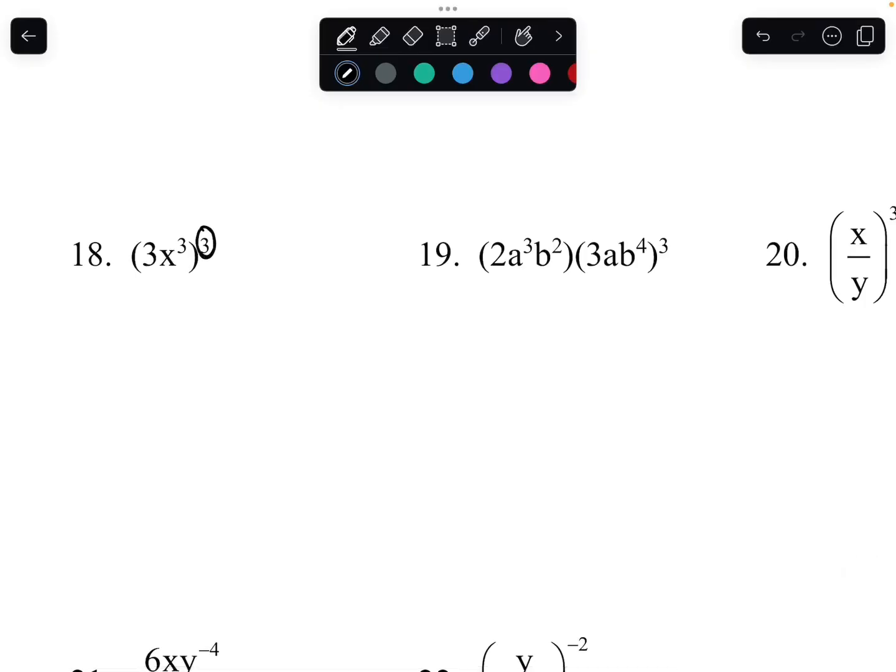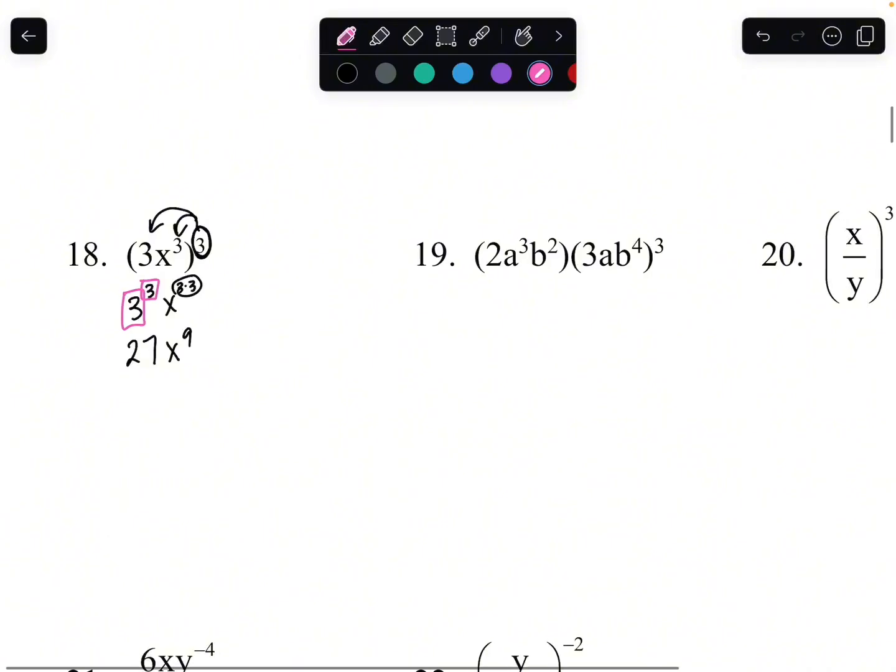Here we need to distribute this exponent to each term, including that coefficient of 3. So 3 gets an exponent of 3. X cubed already had an exponent, so those exponents end up getting multiplied. And so 3 cubed is 27, but 3 times 3 in the exponent would be x to the 9th. Don't multiply a base by its exponent. That is a very common mistake.